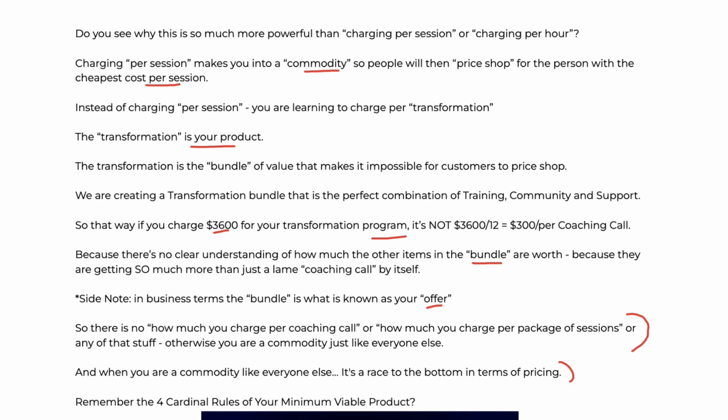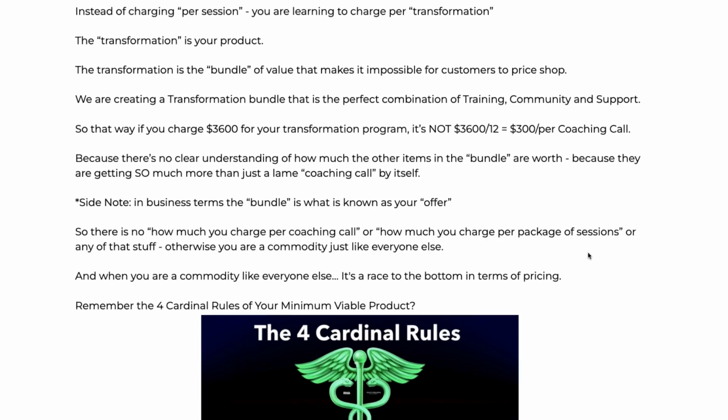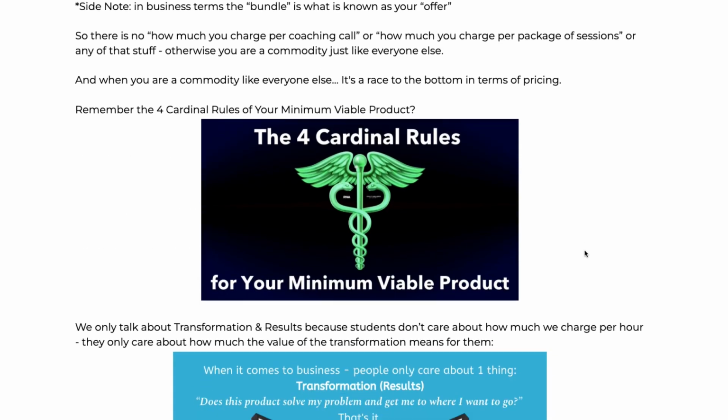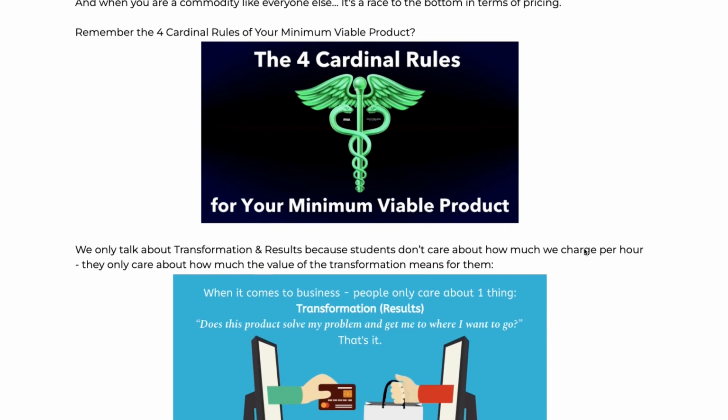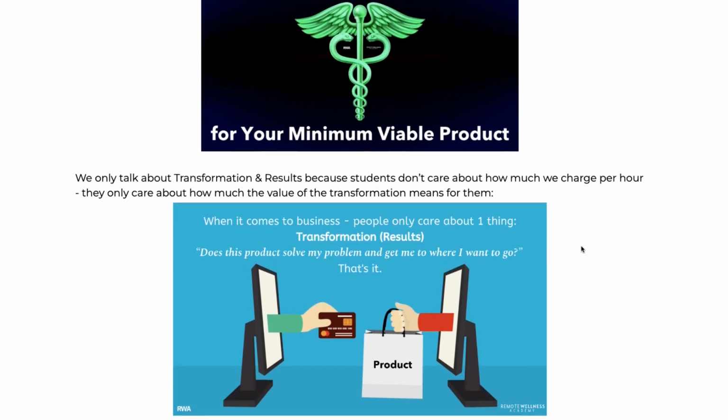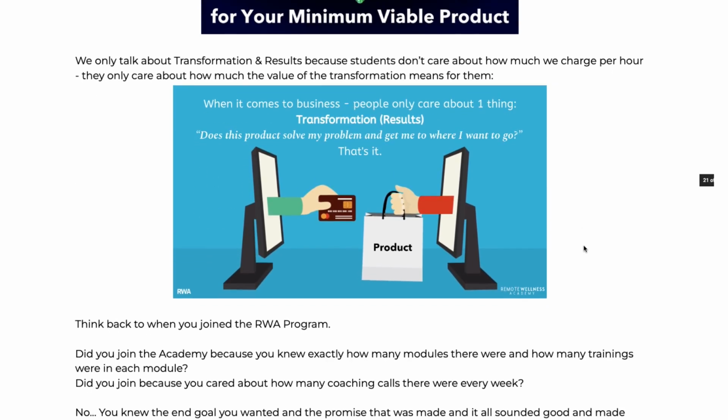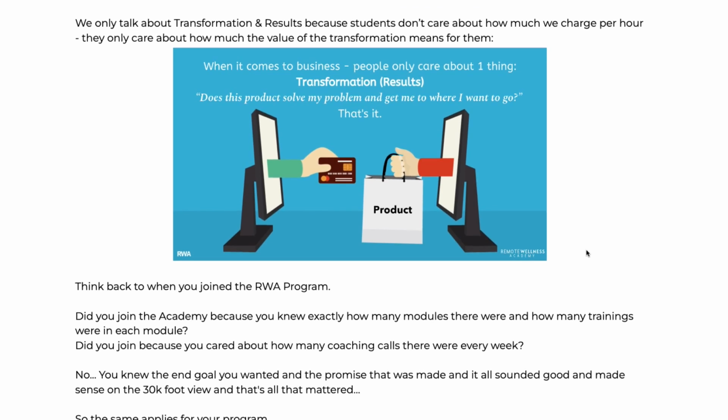And so ultimately, that is why you want to make sure that you remember the 4 cardinal rules of your minimum viable product, right? We talked about those: we only talk about transformation and results, because students don't care about how much we charge per hour. They only care about how much the value of the transformation means for them.